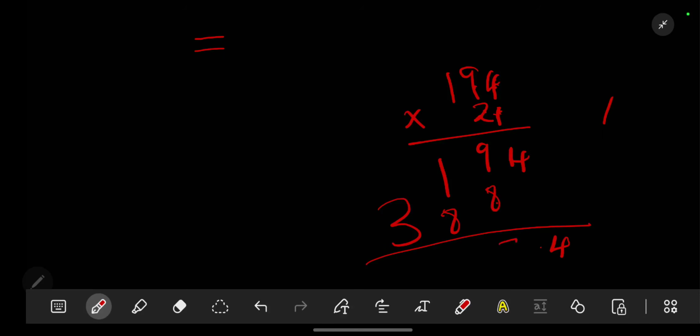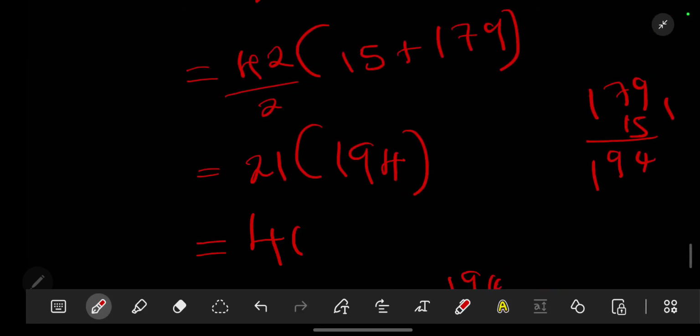Then 9 plus 8, it is 17, so 7 remainder 1. 1 plus this value, 1 plus 8 is 9, plus that one, it is 10. So we are going to have 0. The remainder is 1. 3 plus 1, that will be 4. So this will be our sum. So 4, 0 like that.